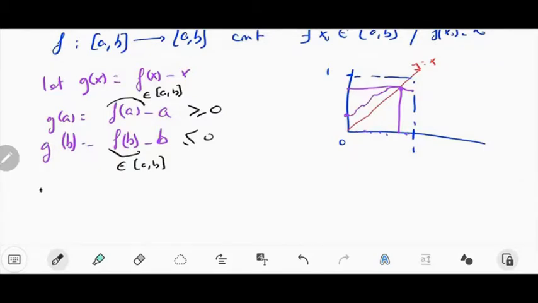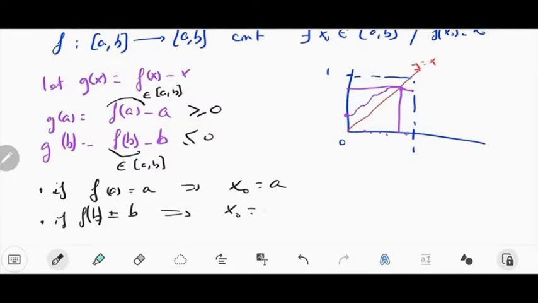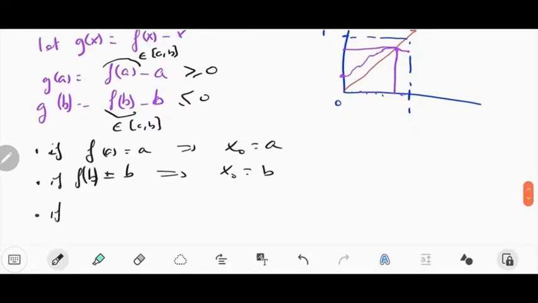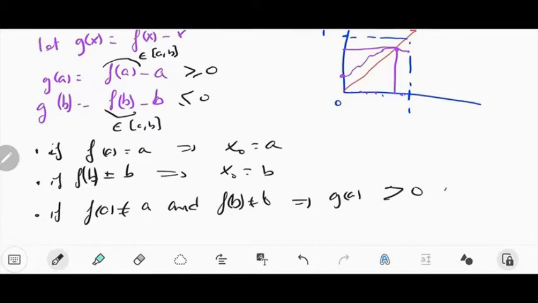So first, if f of a is equal to a, so g of a is equal to 0, then problem solved, then x0 is equal to a. If f of b is equal to b, then also problem solved, because the x0 that I'm looking for is equal to b. If f of a is not equal to a and f of b is not equal to b, then g of a is strictly positive and g of b is strictly negative.